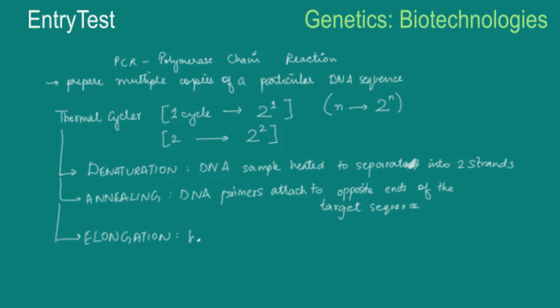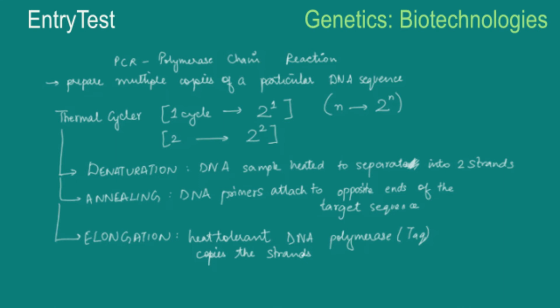In this, a heat tolerant, because remember the DNA is right now in a very hot state, a heat tolerant DNA polymerase, Taq, that is one example, helps to copy the strands. So that is what happens in a polymerase chain reaction.